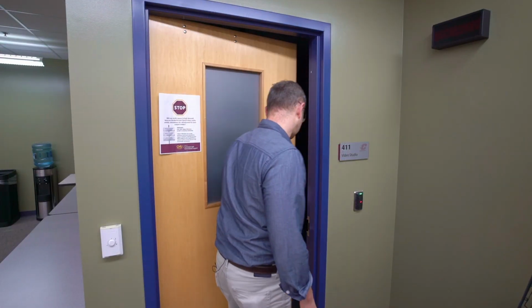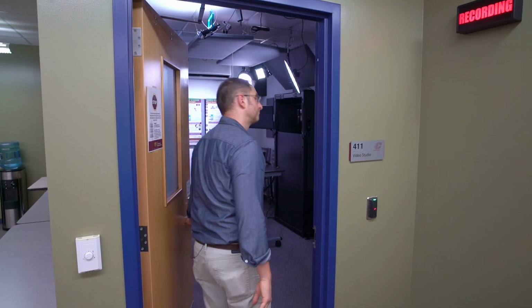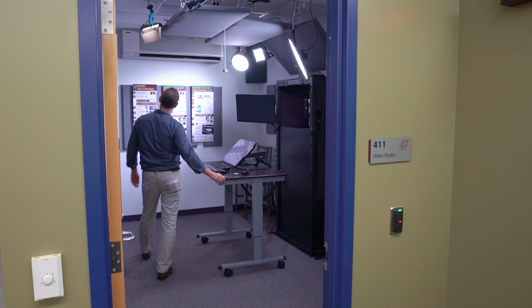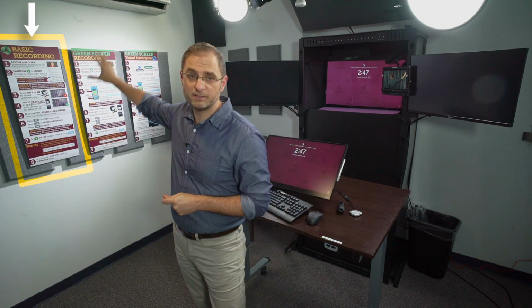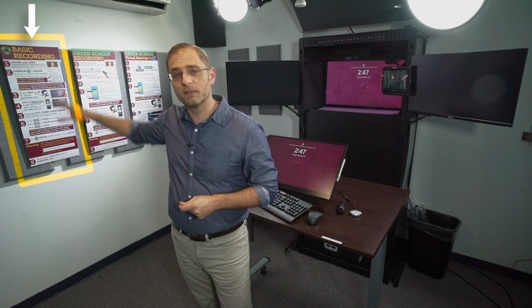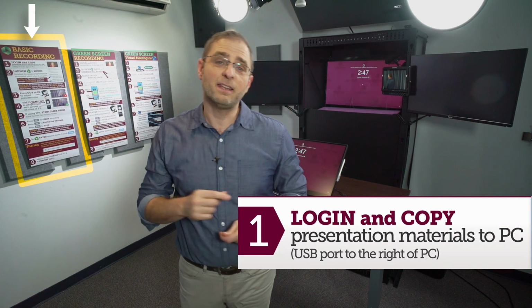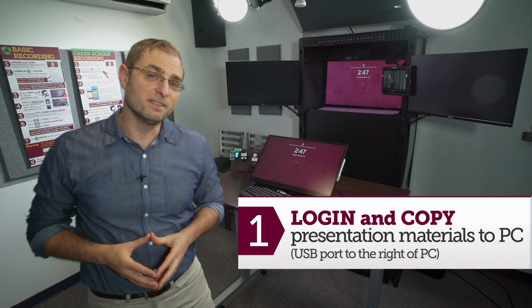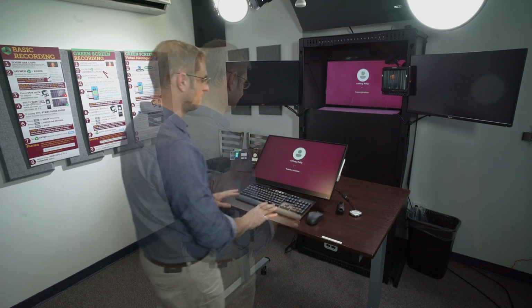Let's get into it. When you arrive in the studio, you're going to want to turn on the light switch and note that all of the lights and equipment in the studio will turn on. Then you're going to want to locate the guidance on the far side of the studio. Today we're going to look at the basic recording guide here on the left, and we'll begin with step 1, which is log in and copy presentation materials to the PC. So let's go ahead and do that.